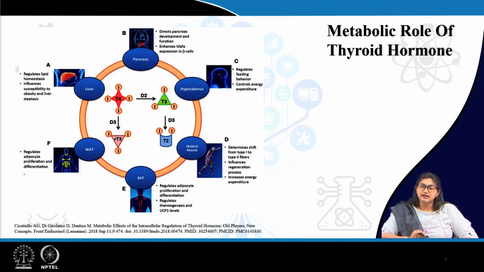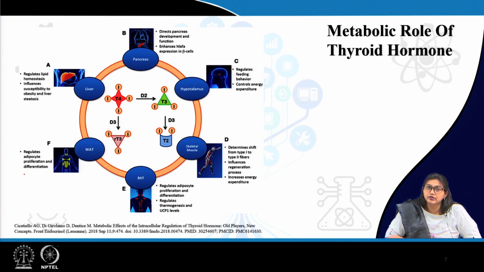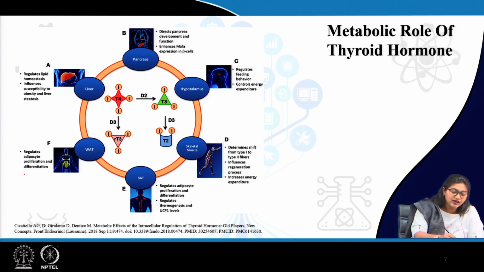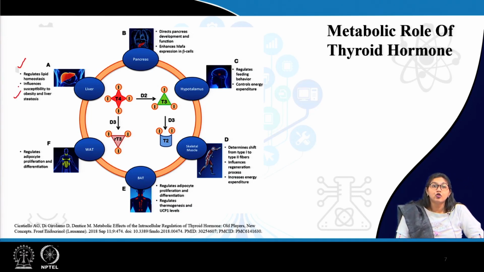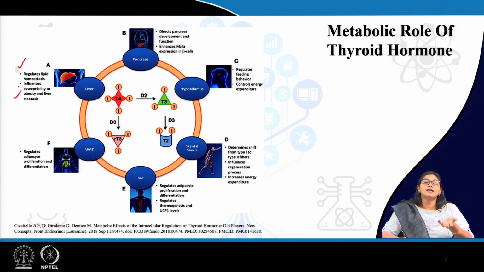There are versatile metabolic roles of thyroid hormones. Thyroid hormone imparts different metabolic roles, starting from carbohydrate metabolism, lipid metabolism to protein metabolism as well. Now, the important functions of thyroid hormone are: it regulates lipid homeostasis, influences the susceptibility to obesity and liver steatosis, and controls lipolysis, or rather controls the lipid accumulation. Basically thyroid hormone actually enhances the mobilization of lipids.